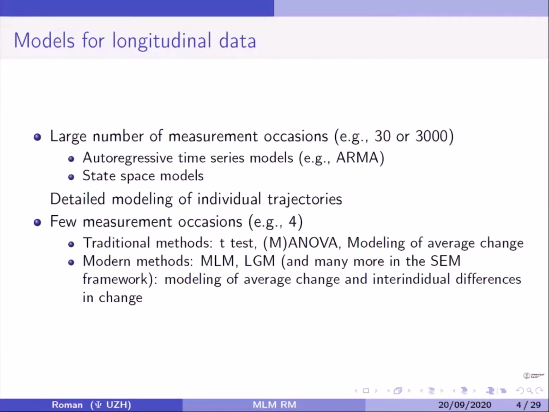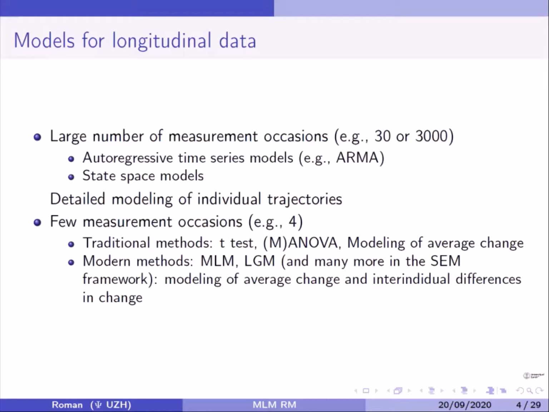So how do we model these things? If we have a large number of measurement occasions, some people will say 30 or greater, or 3,000 or greater, we use something called autoregressive models or time series models. Longitudinal and time series models do greatly differ. ARMA is a common time series model for many measurement occasions, and it stands for autoregressive moving average.